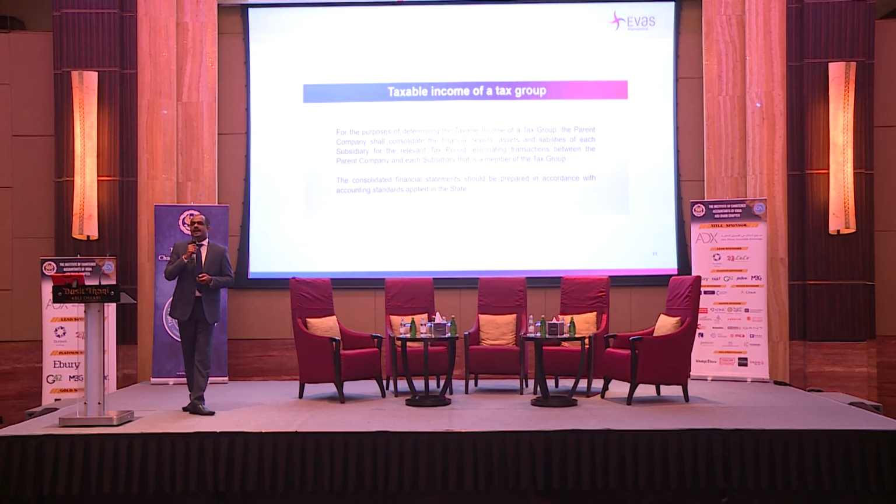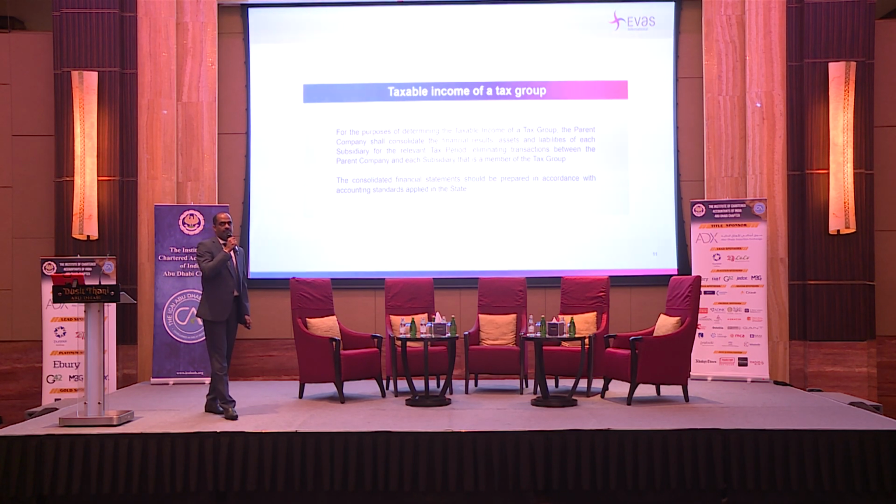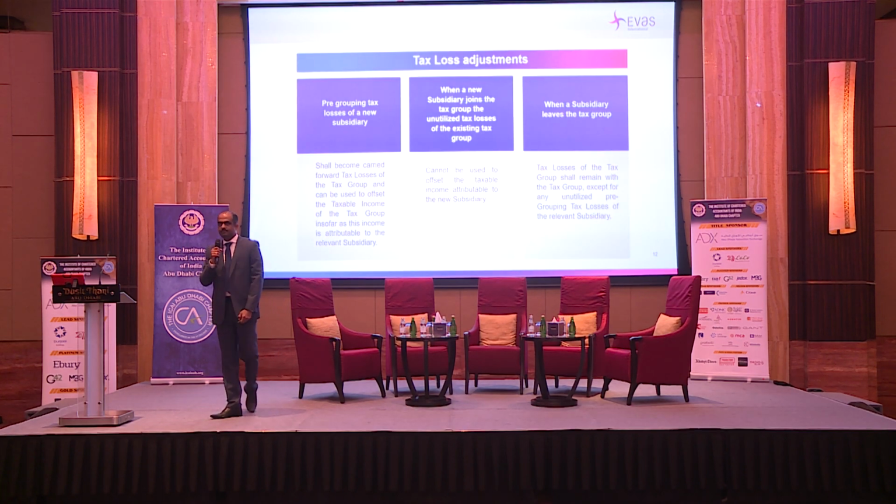So how do you calculate the taxable income of the tax group? The taxable income of the tax group needs to be calculated based on the consolidated financial statements of the company. After eliminating all the intercompany transactions and intercompany balances, consolidated financial statements of the group are to be prepared, covering whoever is a part of the tax group, and based on that, the tax group taxable income will be calculated. And there are some tax loss adjustments.